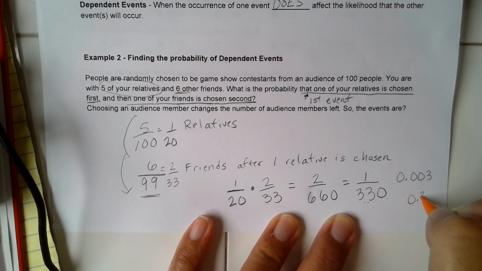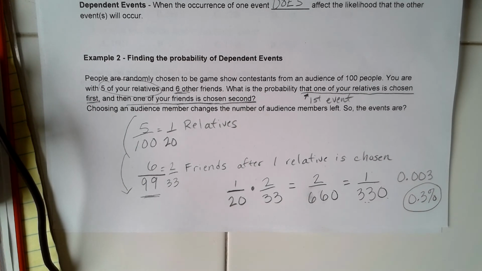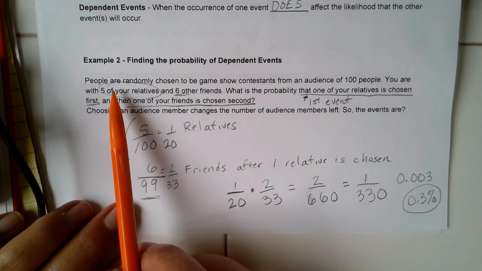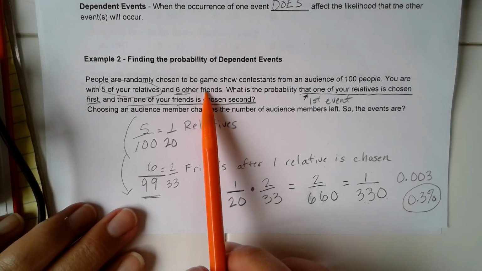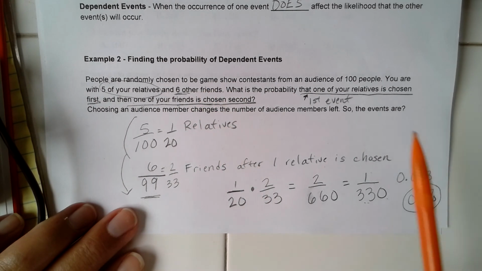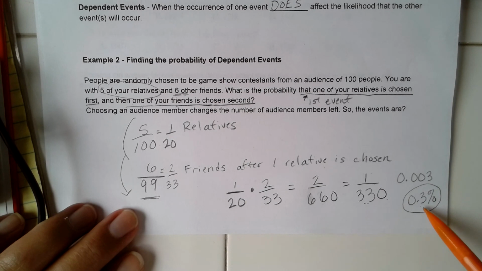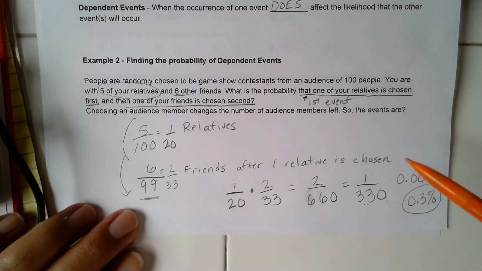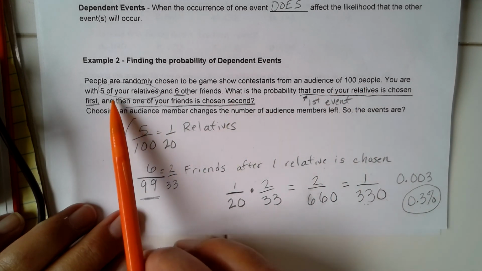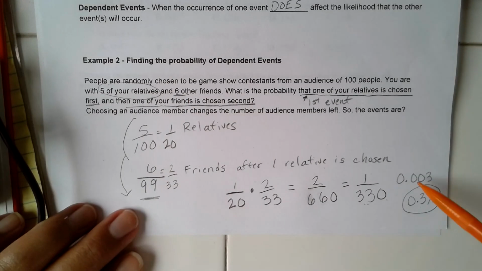So the likelihood of one of your relatives getting picked to be part of the game show and then one of your friends getting picked, the chances are 0.3%. The chances of that happening. So if you ever get tickets to go see The Price is Right, and there's 100 audience members and you take 5 relatives and 6 friends, that is what are the chances that one of your relatives will be picked and one of your friends are picked.